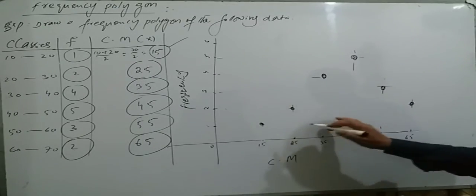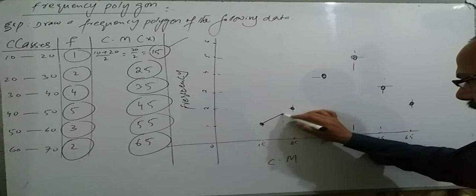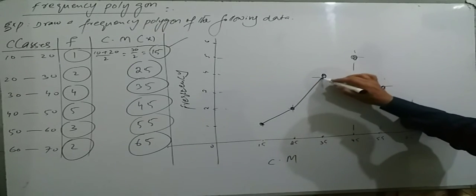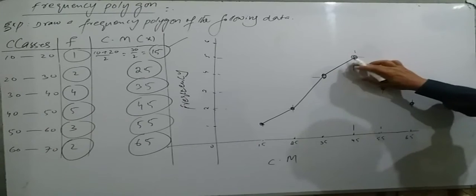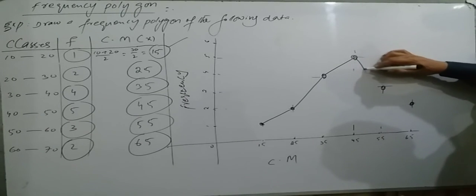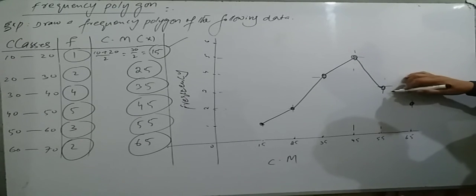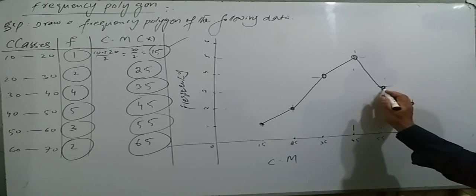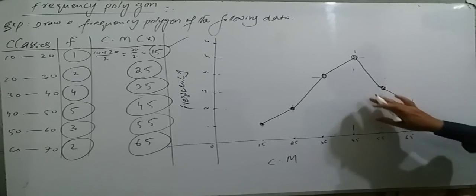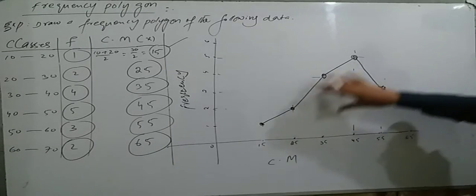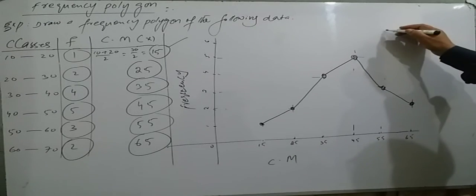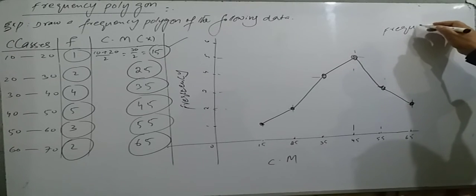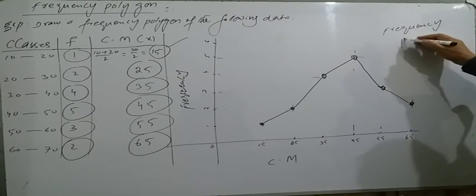After plotting the points, join them with straight lines. Any 2 points will be connected by a straight line. By this way, you will get a curve, and this is basically called what? Frequency polygon.